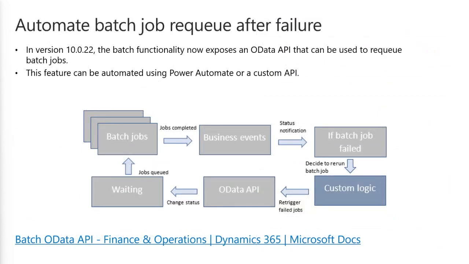The next thing we'd like to talk about is a couple of the features that are coming. One of them is going to help customers that want a little bit more control over their batch process. In version 10.0.22, the batch functionality now exposes an OData API that can be used to requeue batch jobs. Customers can use this endpoint to requeue batch jobs that are in a terminal state. So if you have anything such as Power Automate or anything custom, you can call this API to control the status of those particular batch jobs.